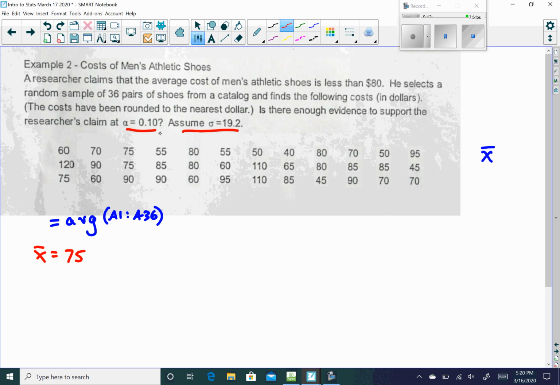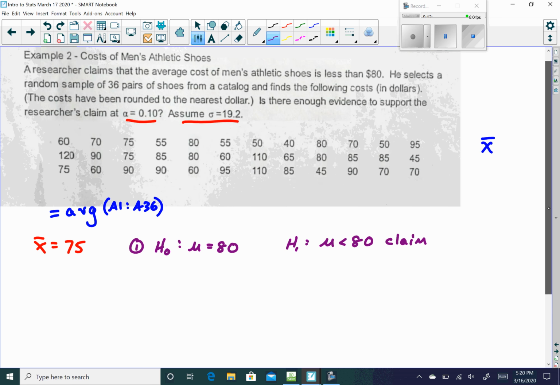All right, so looking at our step 1, our null hypothesis. If you notice at the very beginning, a researcher claims that the average cost of men's athletic shoes is going to be less than $80. So that means mu for our null hypothesis is going to be that it does equal $80. And here, mu is less than 80. This is also our claim. As I mentioned before, most of the claims will be the alternative hypothesis, which is also called the research hypothesis.